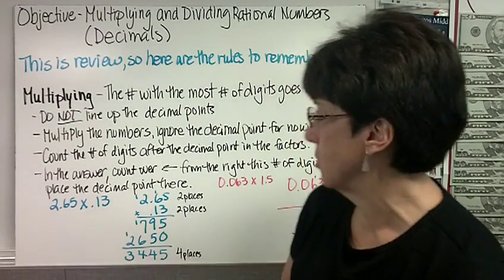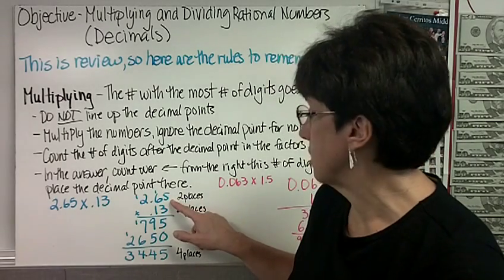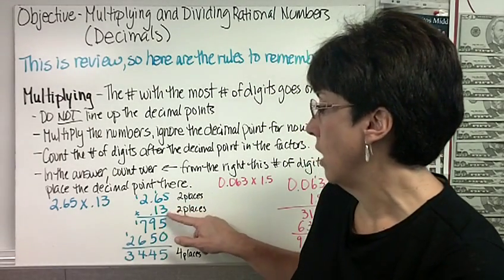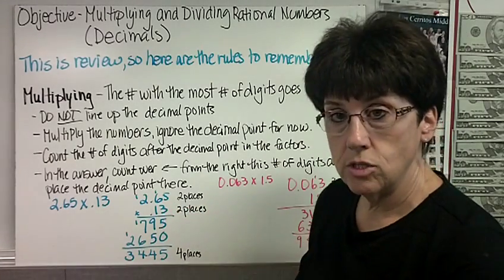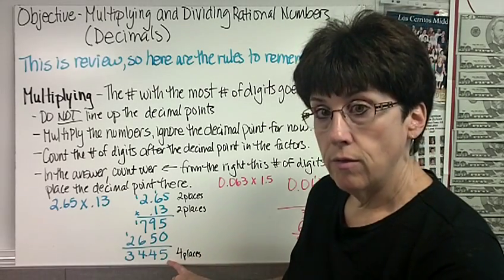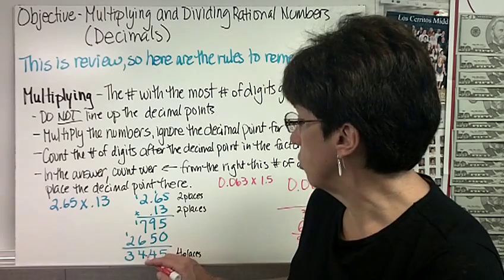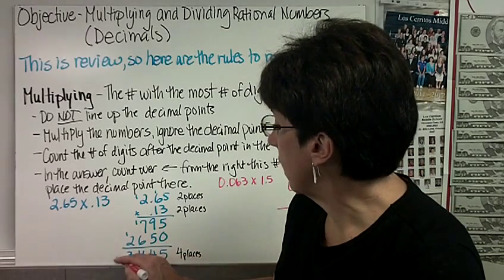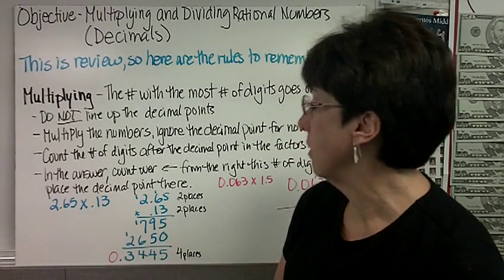Okay, we're not finished because we count how many digits are after the decimal in this factor, 2. How many in this factor? 2. That's what I wrote here. So 2 plus 2 is 4. So now we have to start in our answer from the right, go over to the left 4 places. 1, 2, 3, 4. And I always like to add a 0 if it's at the end of the number. Okay?